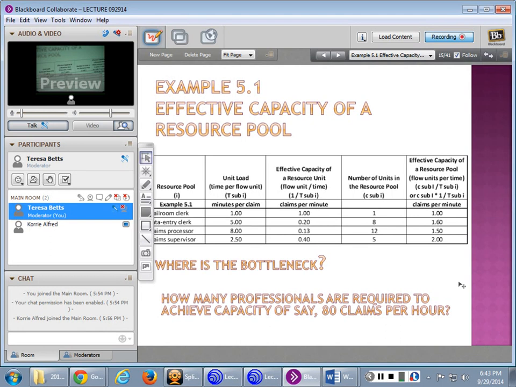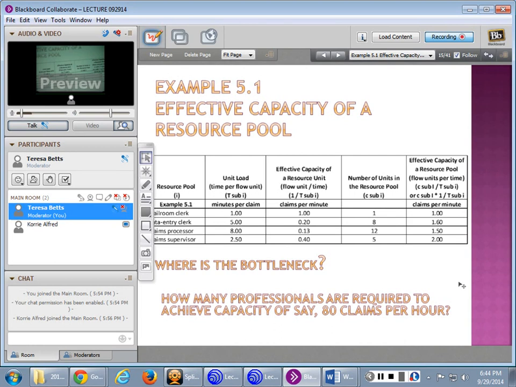Okay? And in order to get that, we would take our effective capacity. I'm sorry. Yes. What's the bottleneck? I got lost. The mailroom, I think. So it's not the supervisor. So is it the processor? It is the mailroom.